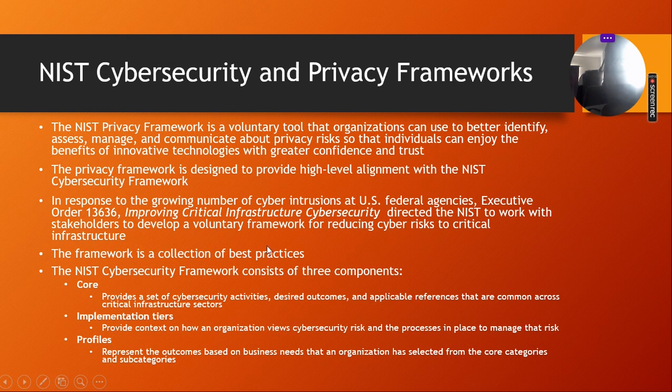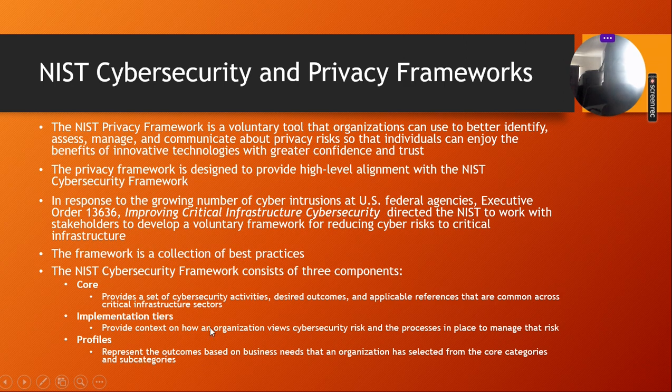Is that okay? So in response to a growing number of cyber intrusions at U.S. federal agencies like the FBI, Executive Order 13636, improving critical infrastructure cybersecurity, directed the NIST to work with the stakeholders to develop a voluntary framework for reducing cyber risk to critical infrastructure. Now, the framework is a collection of best practices, and then the NIST cybersecurity framework consists of 3 components. Now, the first one is the core, the second one is the implementation tier, the third one is the profile stage.